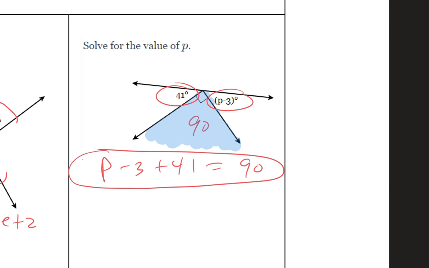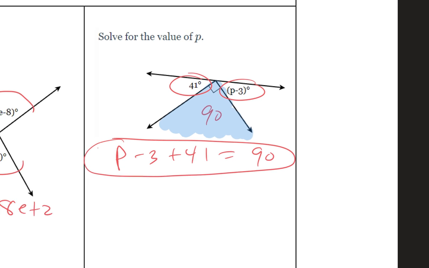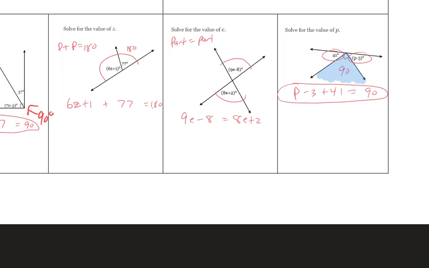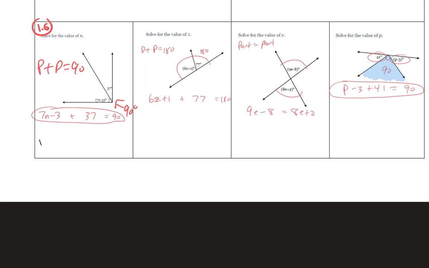Okay, so if you want to get these answers, I can go over those answers with you. Actually, pause the video, see if you can get those, and I'll give you the answers. All right, x equals 8. Okay, z equals negative 17. Okay, e equals 10. And p equals 52.